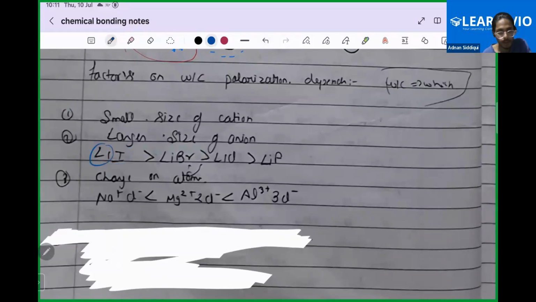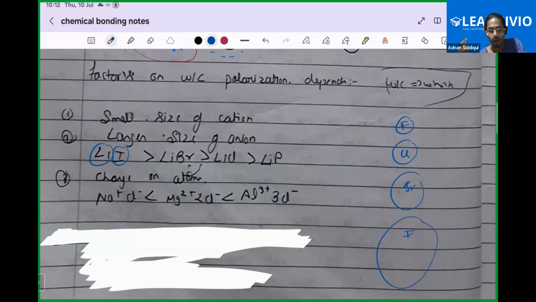Lithium is a small cation and iodine is the biggest halogen. If you compare fluorine, bromine, and iodine, the sizes are as follows, right? Halogen is the name of these compounds, the group 17 elements. But what does it mean? What characteristics do halogens have?